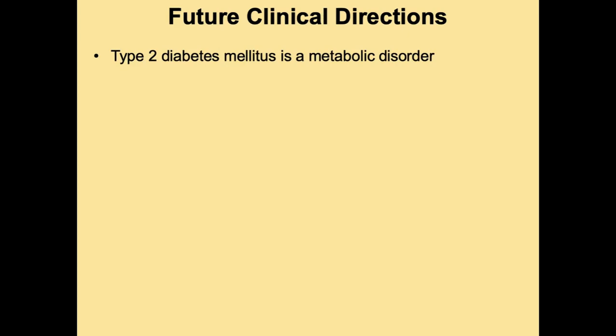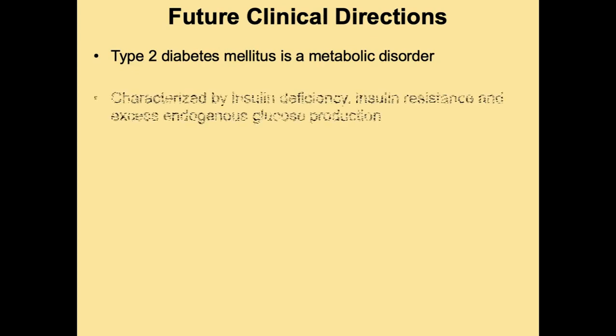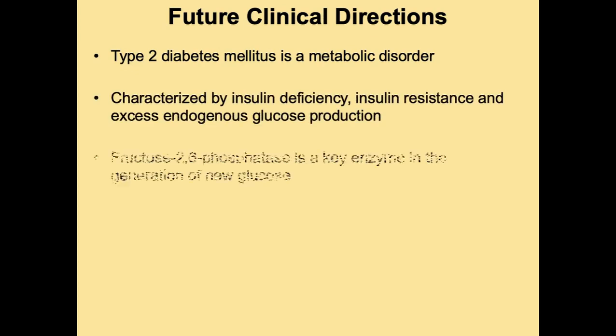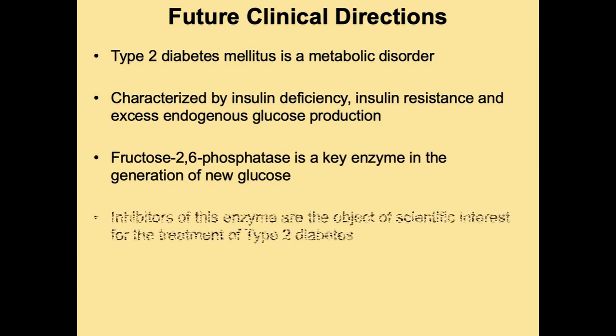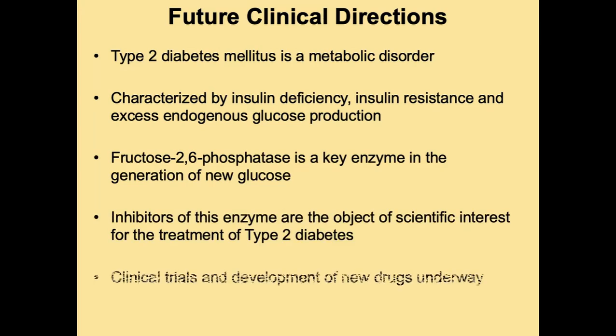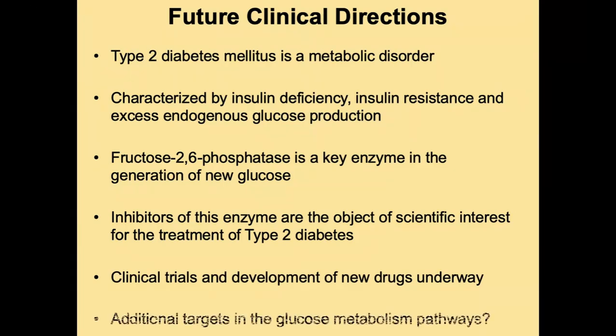So why do we look at these metabolic pathways in detail? Well, future clinical directions for looking at this sort of pathways is looking at, say, type 2 diabetes, which of course we all know is a metabolic disorder. It's characterized by an insulin deficiency, insulin resistance, and excess endogenous glucose production. So if we can switch off or at least reduce the amount of gluconeogenesis, this is going to be beneficial for the patients.